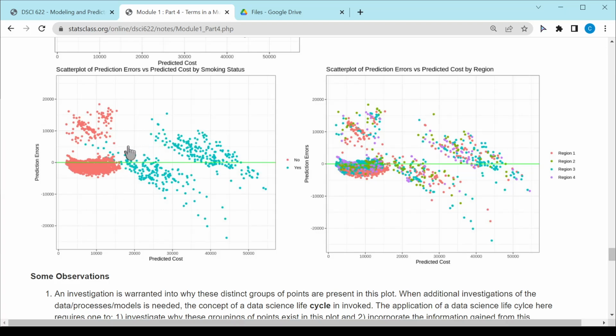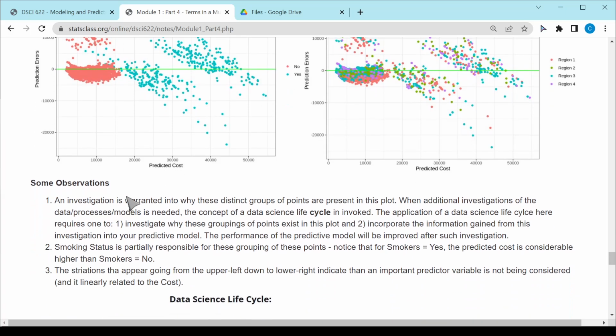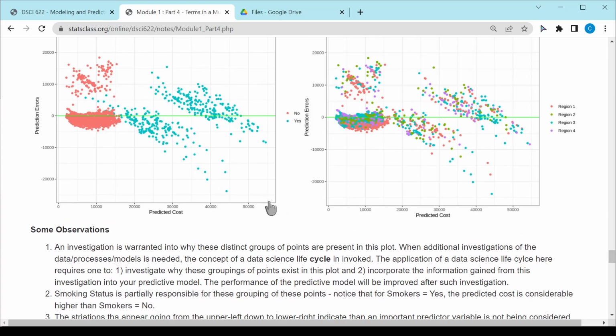Whereas for the smokers, it's likely to be more than that $15,000. This does not indicate why I have this grouping versus this grouping here, though. Or likewise on my non-smokers, why I'm getting those two distinct groupings. So at this point, an investigation is warranted into why these distinct groups are appearing in these plots.